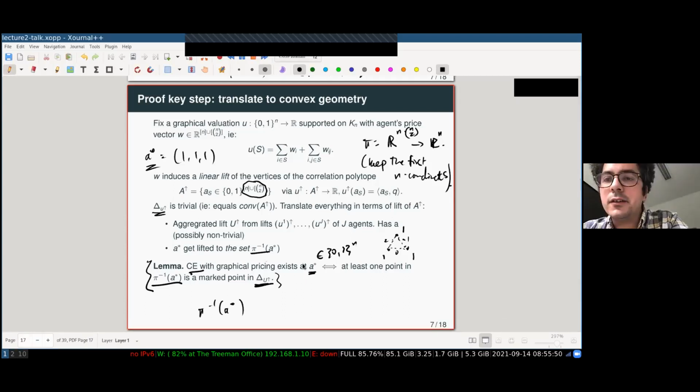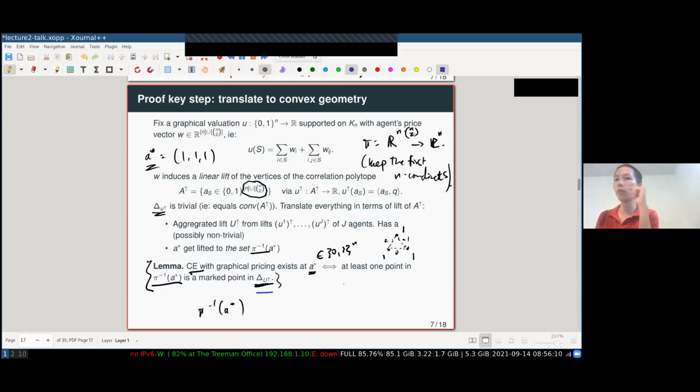Sorry, Ngoc, we have a question in the chat. Are all points in pi inverse A star legal partitions? Are all of them legal partitions? They would only be legal if they lie inside the convex hull, right?